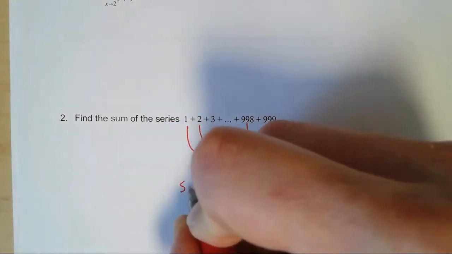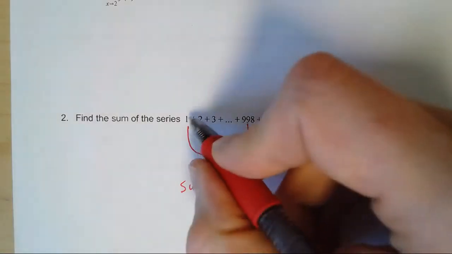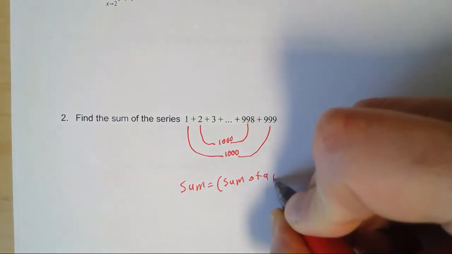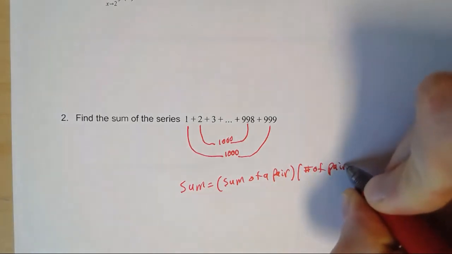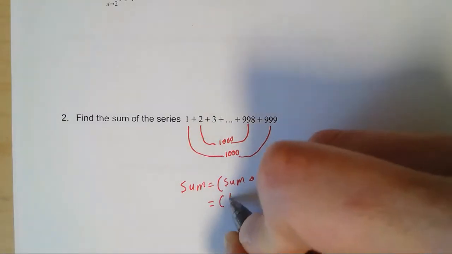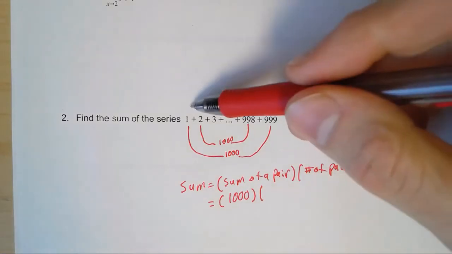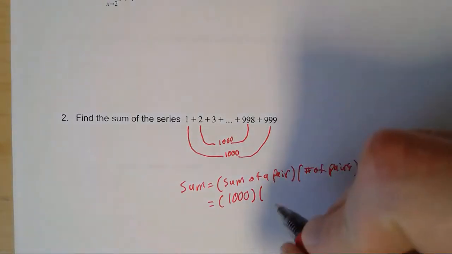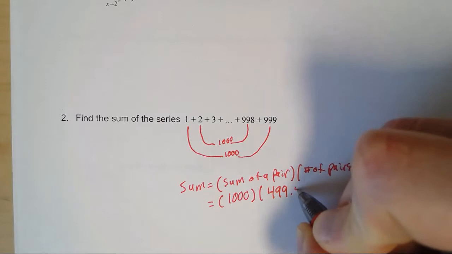So to find the sum, instead of each term, we'll add them up by pairs. And so we have the sum of a pair times the number of pairs. And so we know that there are 1,000 for the sum of the pairs. The question is how many? Well, we start at 1 and then go 2, 3, all the way up to 999. So there's 999 terms. Well, how many pairs would there be? Well, we would take that number and cut it in half. And so that's 499.5.